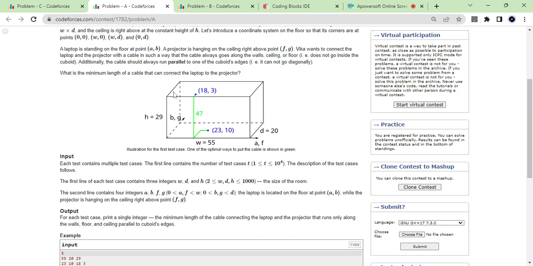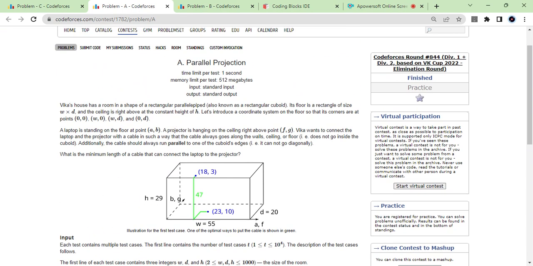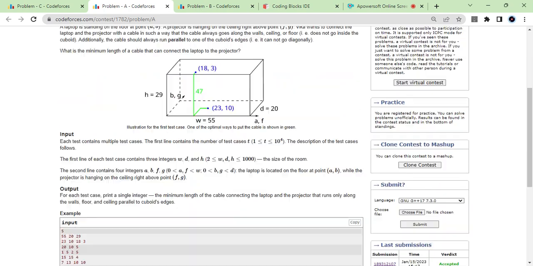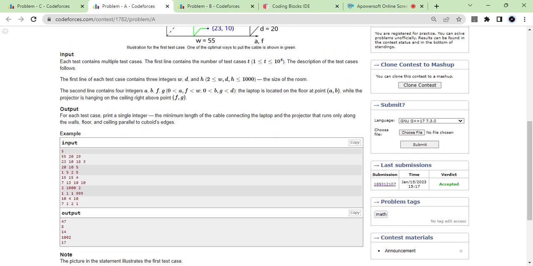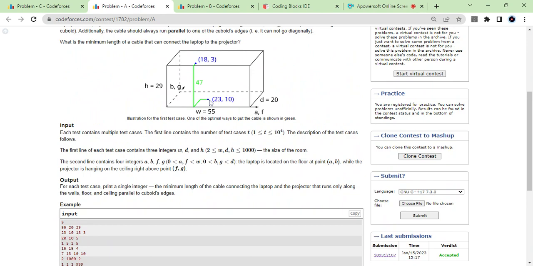And also you cannot move it diagonally over the walls. You have to make it parallel, like a parallelepiped. You have to run parallel to one of the edges. Obviously every move which you are taking is parallel to one of the edges. So that's what you need to see. This is an observation based problem, I would say.